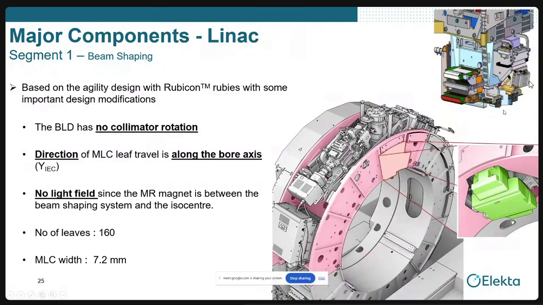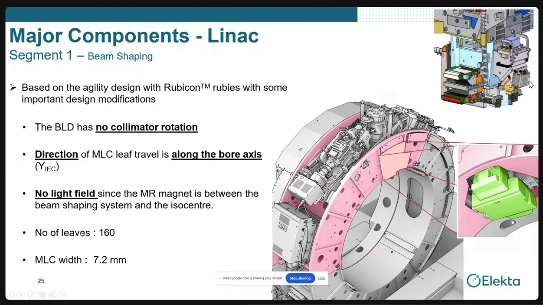Another thing you have to note down here is that the collimator does not rotate. So it's a zero collimator angle. The collimator cannot be rotated because the space is so tight. The direction of the MLC is always along the bore, which is unlike the conventional, where it is in the X direction, whereas here it's in the Y direction. No light field, because there is a bore, so you cannot see the light field. So you have to work with the MV image.